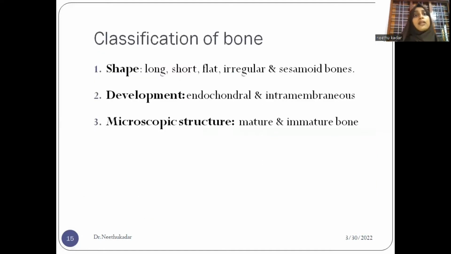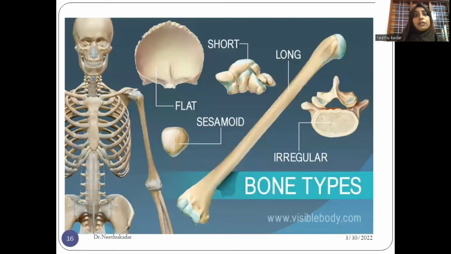Classification of bone. Based on shape, there is long, short, flat, irregular, and sesamoid bone. Based on development, there is endochondral bone and intramembranous bone. Based on microscopic structure, there is mature bone and immature bone. Now, let's have a look at different types of bones based on the shape.